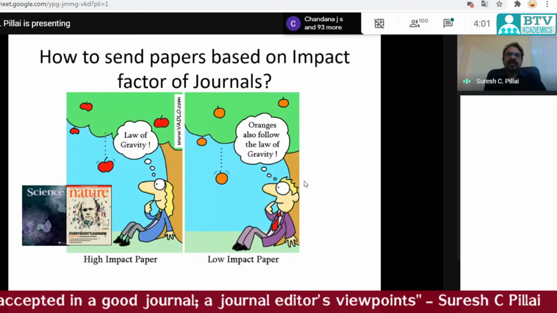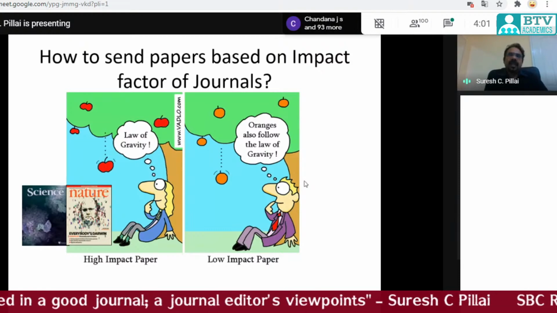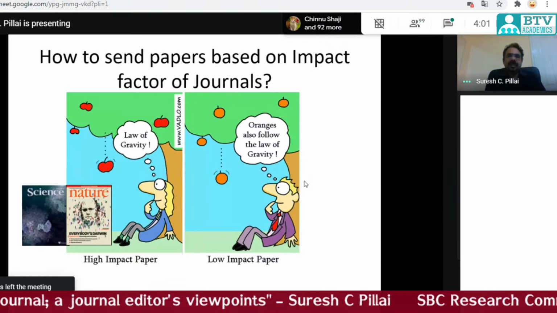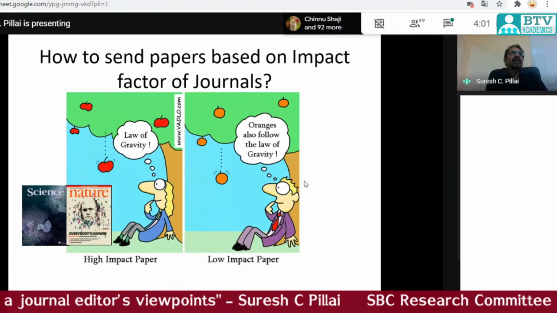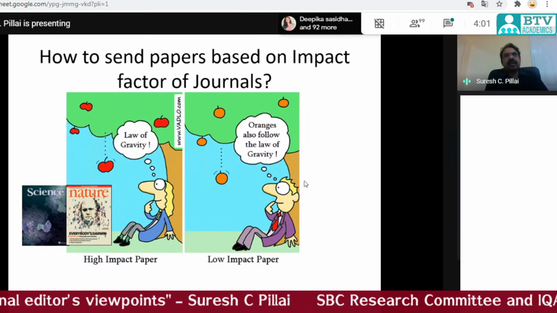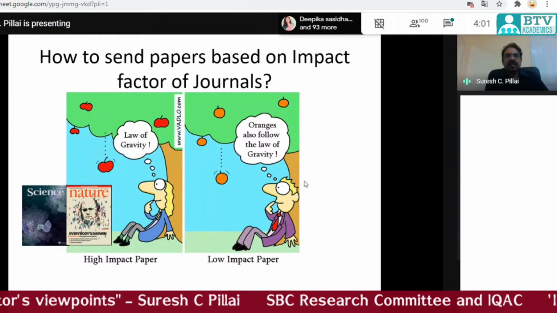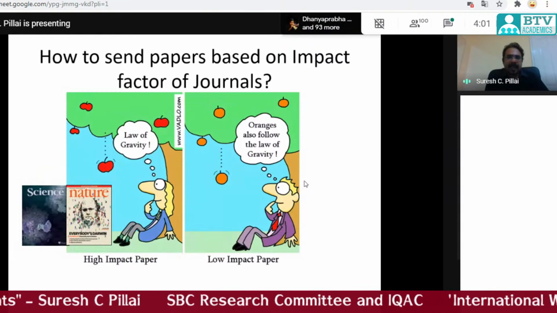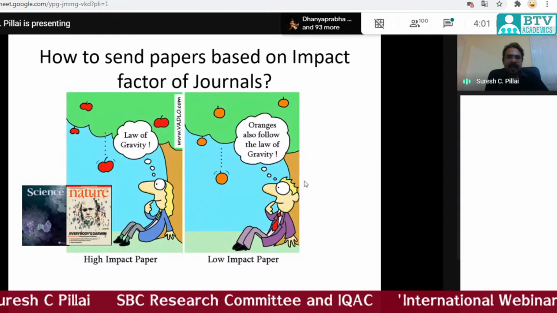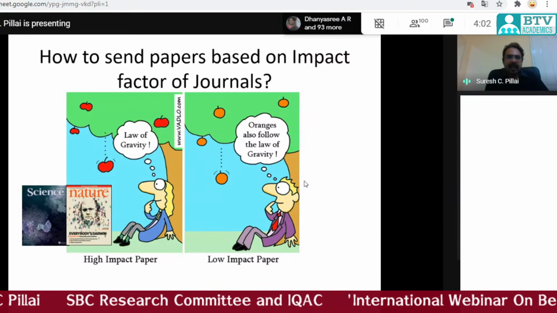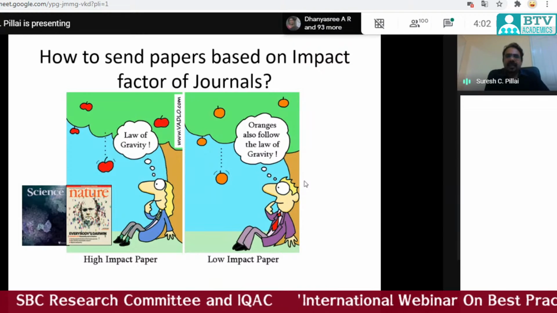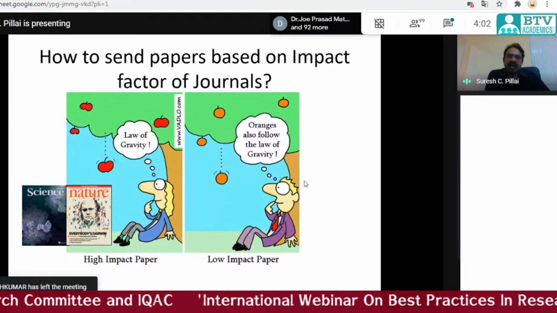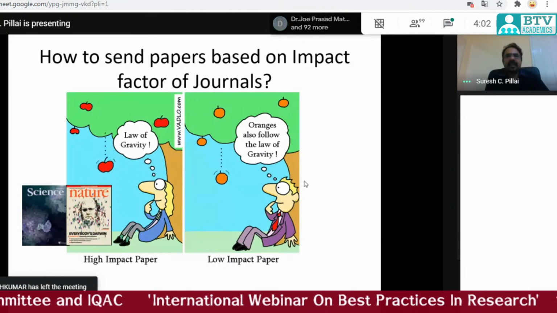So how to send papers based on the impact factor of the journal? Should I send my next paper to Science or Nature, or should I send it to another journal which has an impact factor of 3 or 4? This is a cartoon showing high impact factor is the kind of law of gravity. That's Nature or Science. And then the next is, oranges also follow the laws of gravity. That is a low impact factor journal.